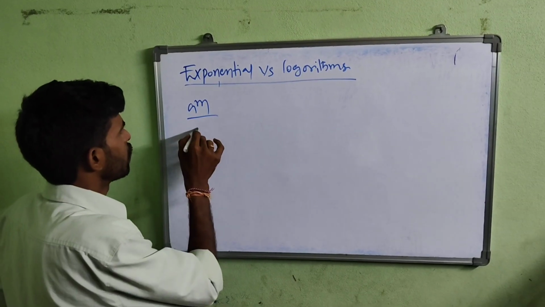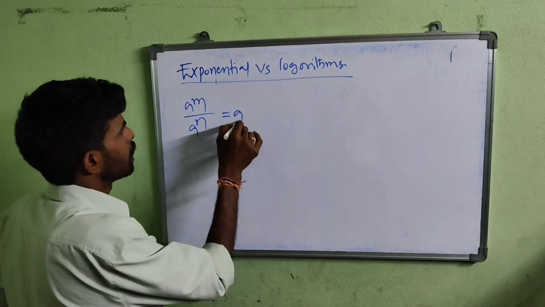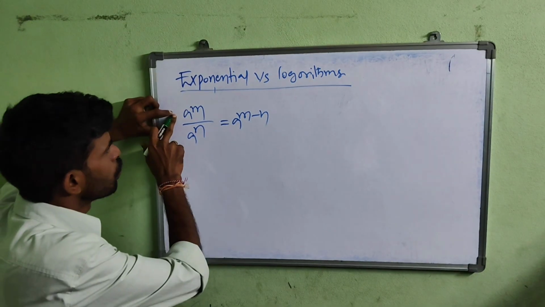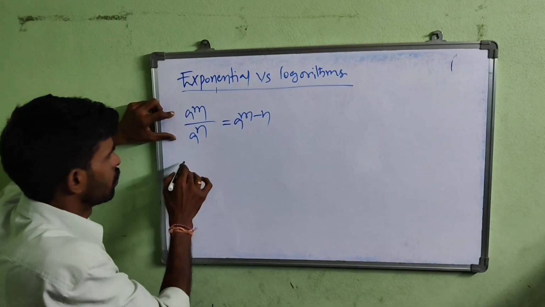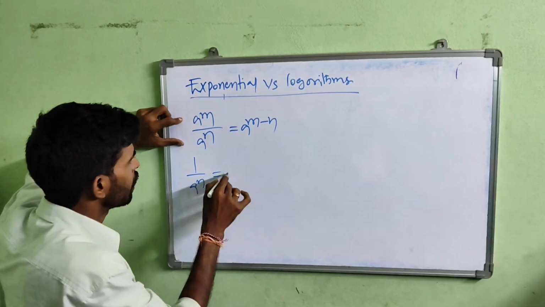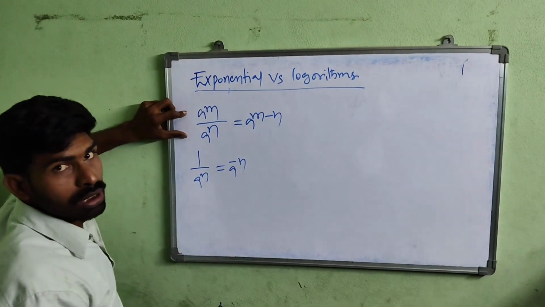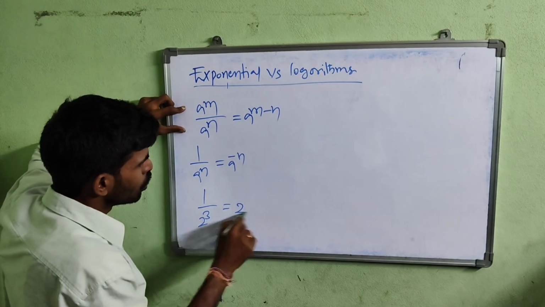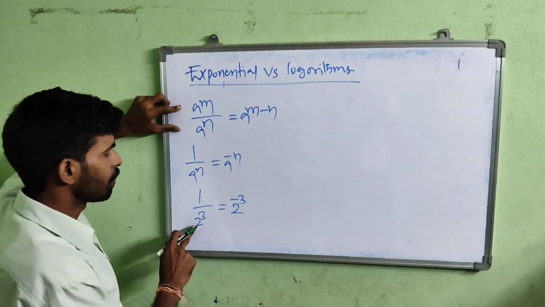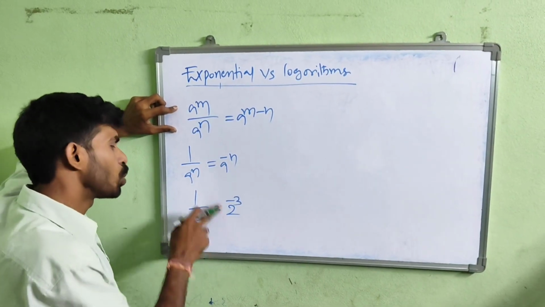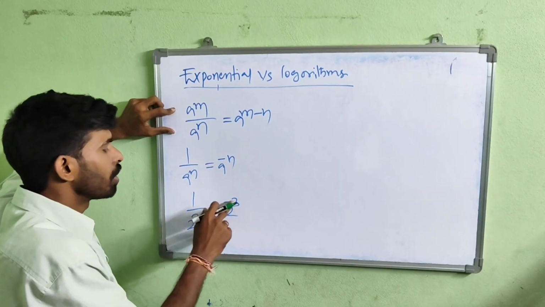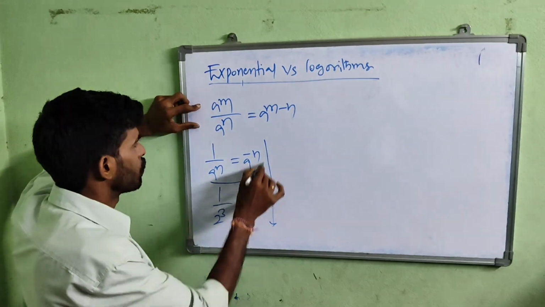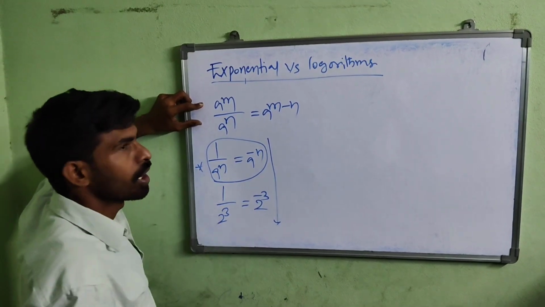A power m divided by a power n, how we can write it as a power m minus n? Why? I already told you 1 by a power n we can write as a power minus n. That means 1 by 2 cube means 2 power minus 3. If it is in the denominator, if I take it to the numerator, the power will be minus. Okay, this we need to know. This is also an important one.